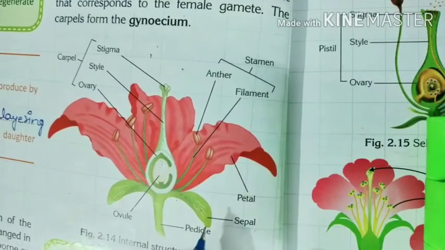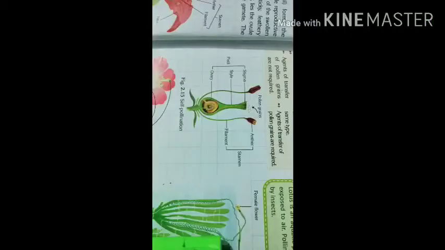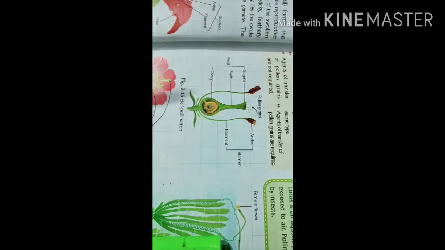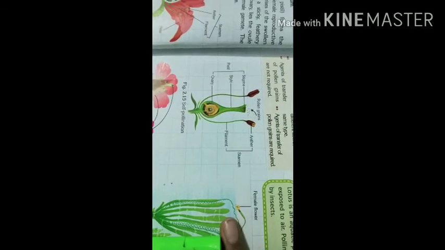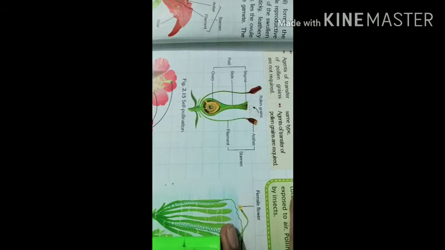The reproduction starts with the formation of pollen grains inside the anther, and then the pollen grains are transferred from the anther to the stigma of the flower. Pollination is of two types. First is self-pollination and second is cross-pollination.